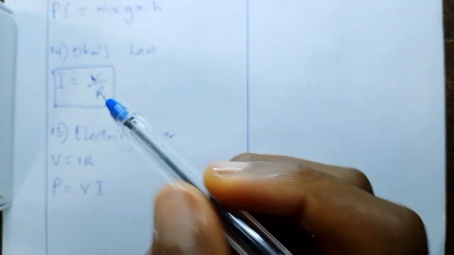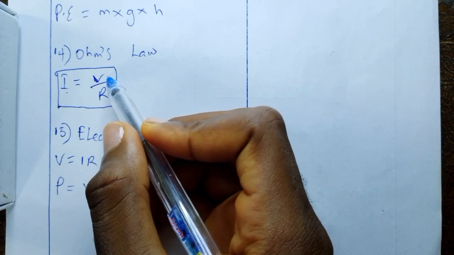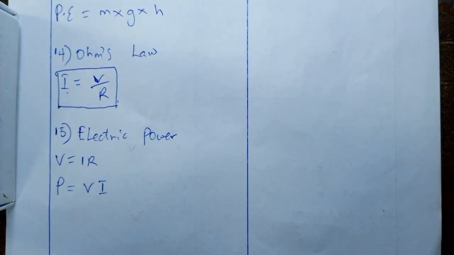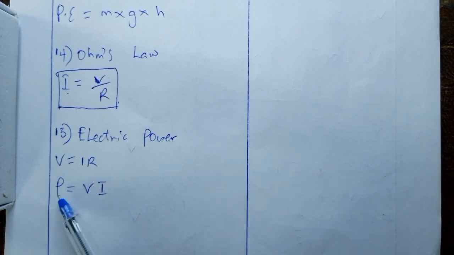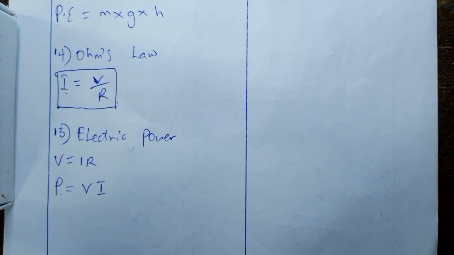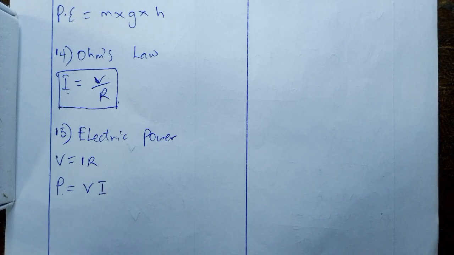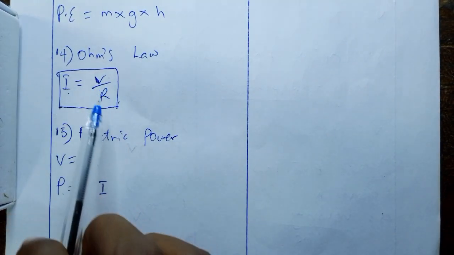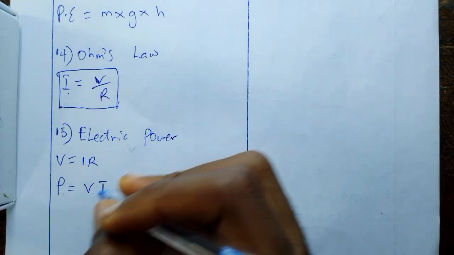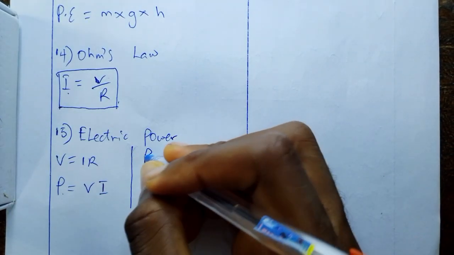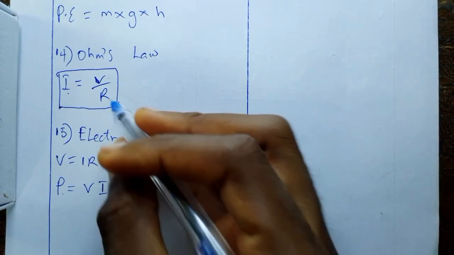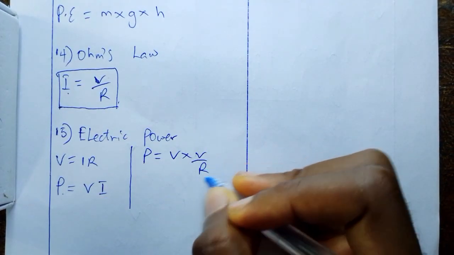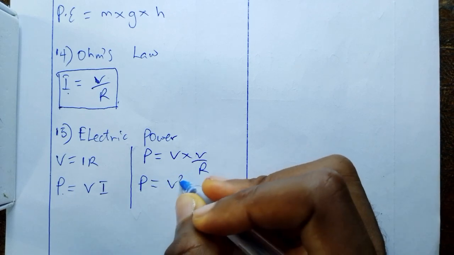In your Ohm's law, this I stands for your current, V stands for your voltage, and R stands for your resistance. I forgot to pinpoint that earlier. Now back to where we are. P stands for electric power, V stands for voltage, and I stands for current. Now, if you remember from our Ohm's law, we said I is what? V over R. So if you put that here, our power is V times I, and I is V over R. So substituting this here, our power equals V square over R.